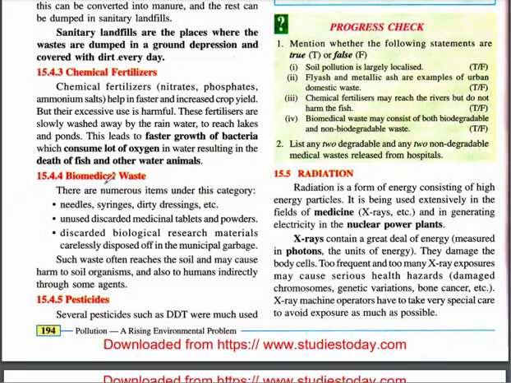Exactly. So then we have biomedical waste like needles, syringes, dirty dressing, unused discarded medical tablets and powders, discarded biological research materials, carelessly disposed of in the municipal garbage. Such waste often reaches the soil and may cause harm to the soil organisms and also to humans indirectly through some agents, in the sense water, land, air, wind, all of those.